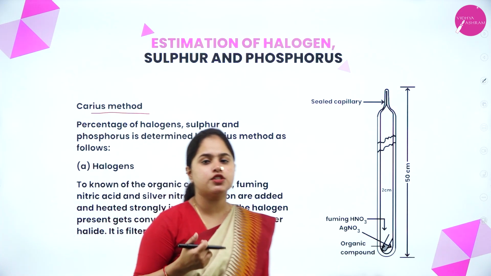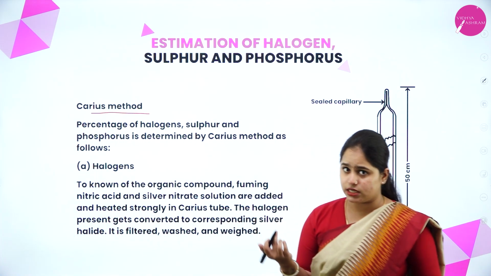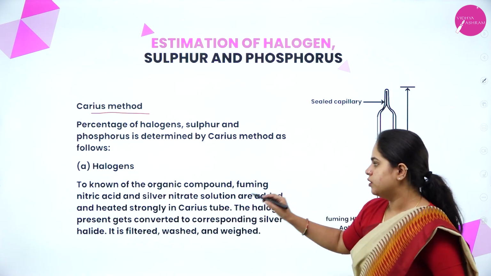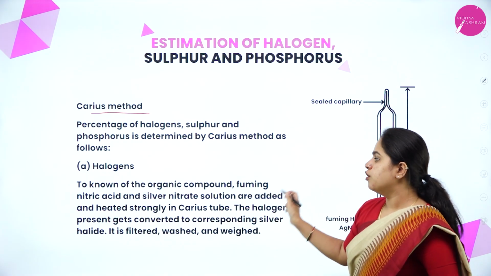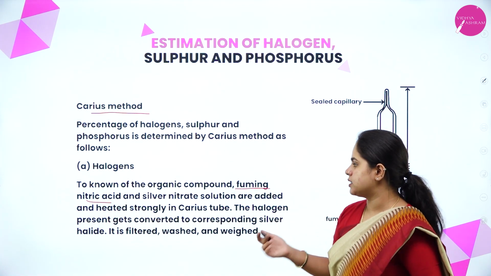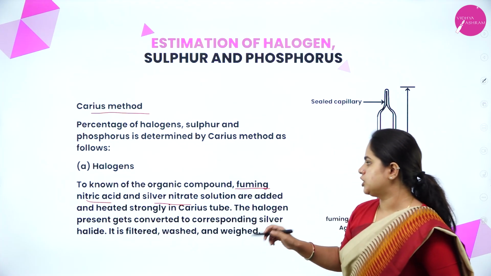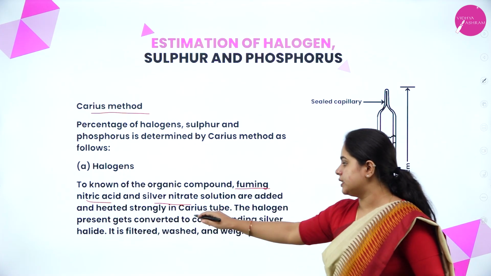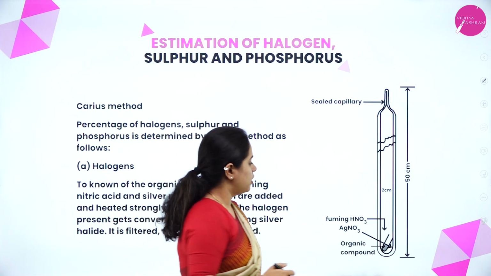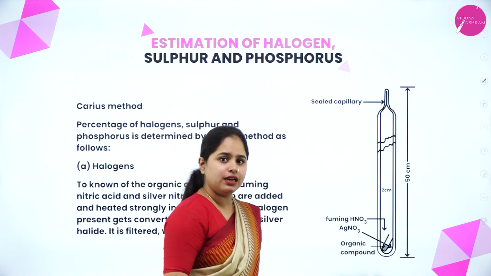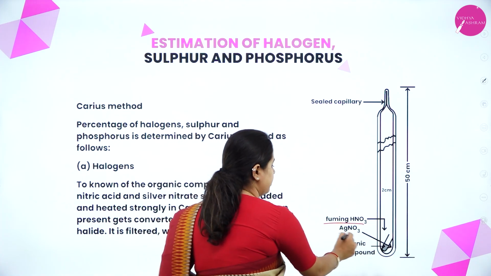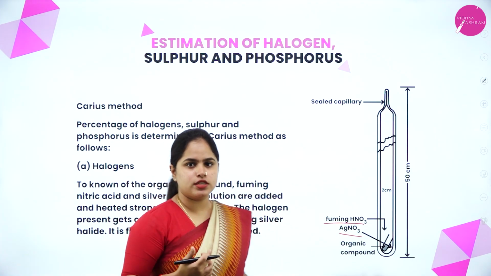So let's begin with the first one, that is quantitative analysis or estimation of halogens. To a known amount of the organic compound, fuming nitric acid, HNO3, and silver nitrate solution are added and strongly heated in the Carius tube. So this is the Carius tube, as you can see here. The organic compound will be taken here and fuming nitric acid will be added along with silver nitrate. So this is the first step.